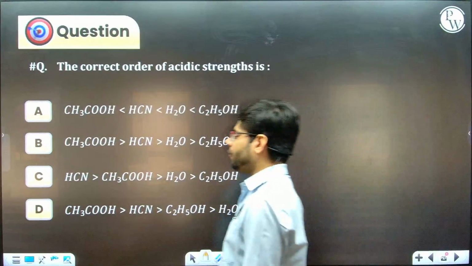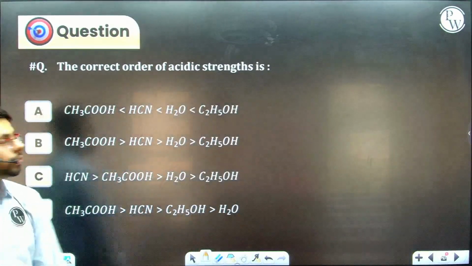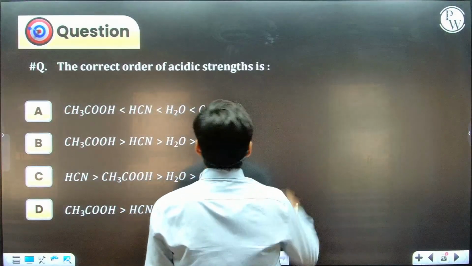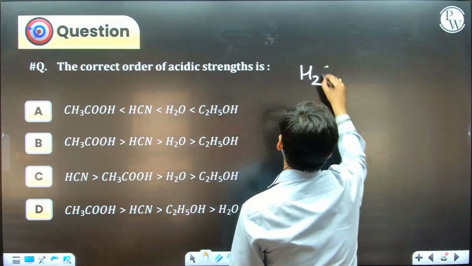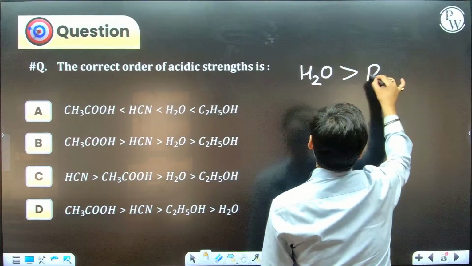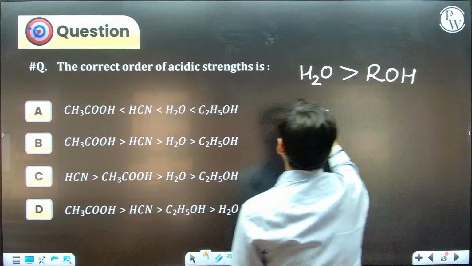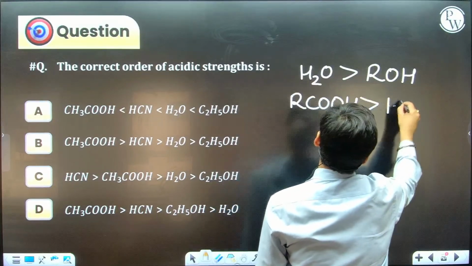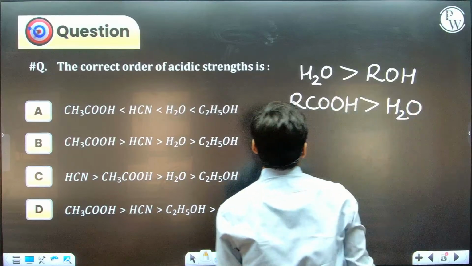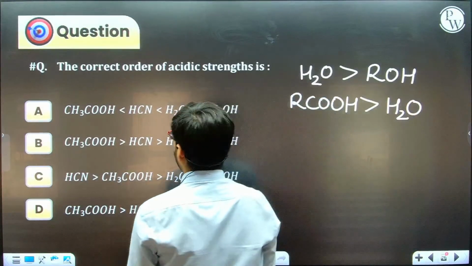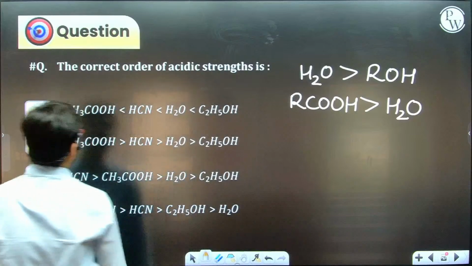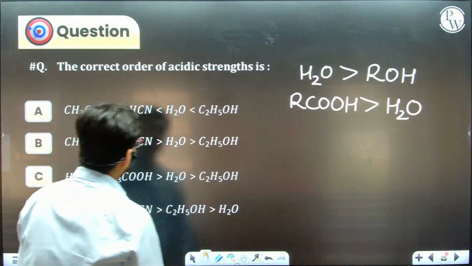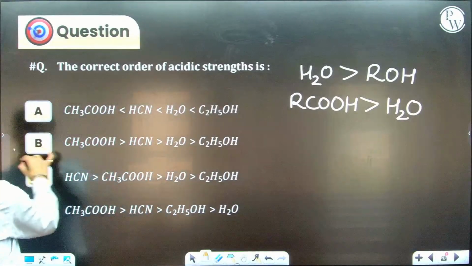The correct order of acidic strengths is, alright, a carboxylic acid is stronger than alcohol. Okay, we all know that water is a stronger acid than alcohol. And also we know that any carboxylic acid is a stronger acid than water. Out of HCN and CH3COOH, out of carboxylic acid and HCN, carboxylic acid is a stronger acid. So this is the correct answer.